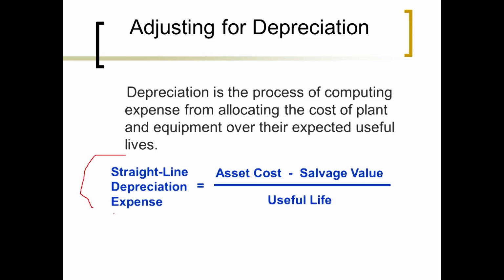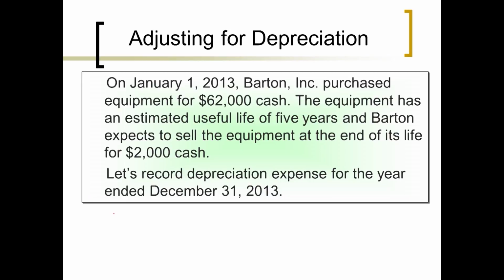Okay? Now let's look at an example. On January 1 of 2013, Barton Inc. purchased equipment for $62,000 cash. The equipment had an estimated useful life of 5 years, and they expect to sell the equipment at the end of its life for $2 grand. Now, in this case, that $2,000 cash that they think they can sell it for at the end of its life, that is your salvage value or your residual value.